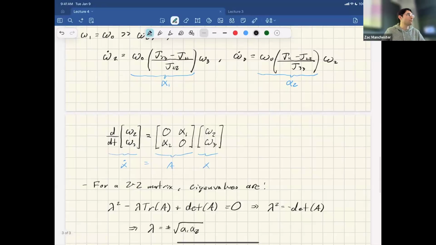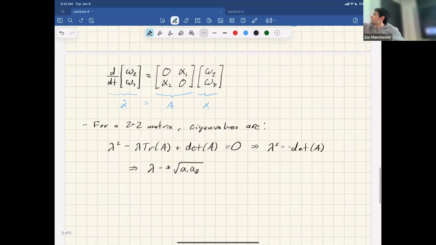What signs do alpha 1 and alpha 2 have here? You want to tell me? What sign is alpha 1? Why? Is bigger. Cool. Okay, so alpha 1's positive. How about alpha 2? Negative. Same reason, right? Like the 1, 1 is smaller than 2, 2. Cool. Okay, so we got one positive, one negative.